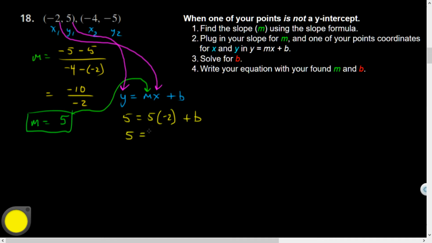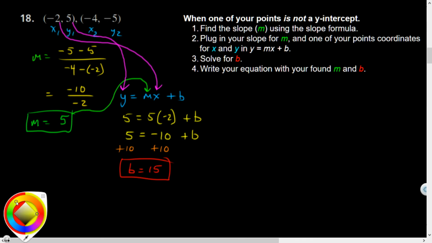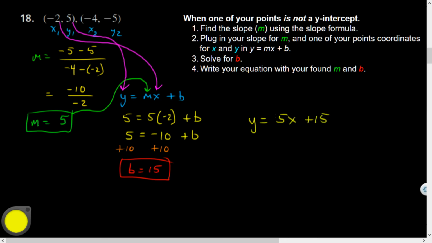Let's see. 5 times negative 2 is negative 10 plus b. How do I solve for that b? And b is equal to 15. I use all my color coordination. By the way, guys, when you're doing algebra, if you want to use lots of colors, go for it. I love the colors. It's so great. And now I write my equation with my m and my b. So y equals 5x plus 15.